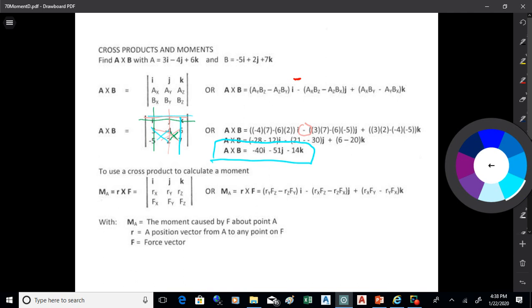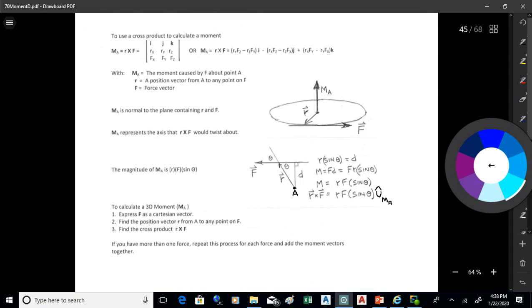Okay. So we're going to use it to calculate moments, and this is going to magically do all the stuff we were doing visually. It'll just kick it out for us. So what you do to get a moment about A is you cross R, which is a vector from A to the force, and you cross it with F. And if you do that, the 3D moment will automatically come out. Pretty good, huh? Okay. So that's how we use it.